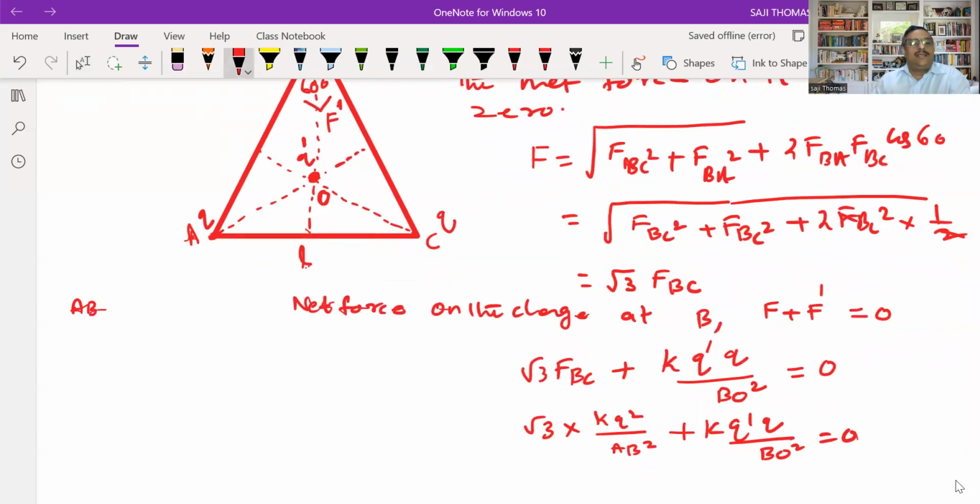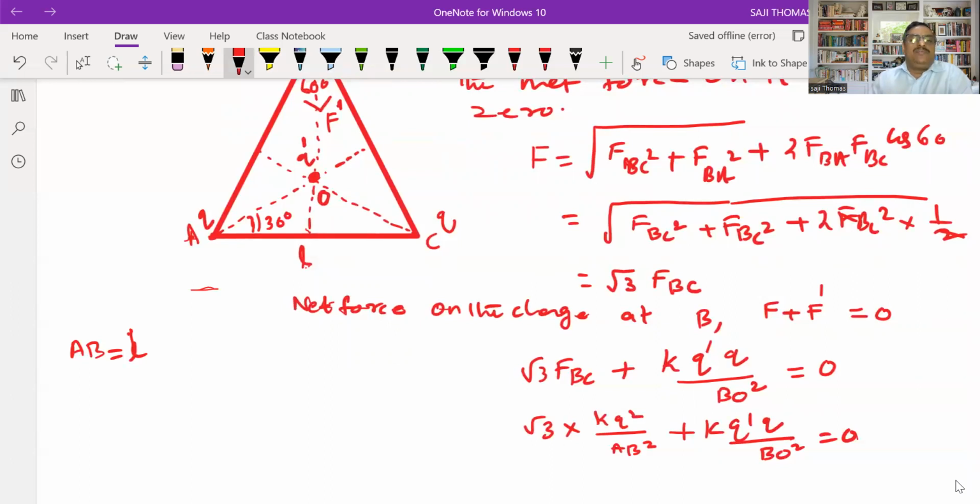AB is L only. To find out BO, BO is the distance from each vertex to the centroid. AB is L. Now, from the triangle, what is this angle? Angle A is 30. I marked that angle as 30 degrees.